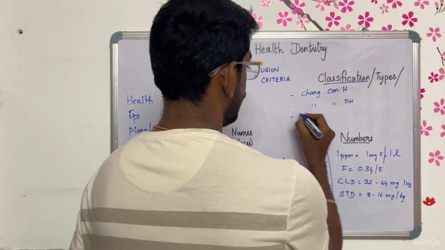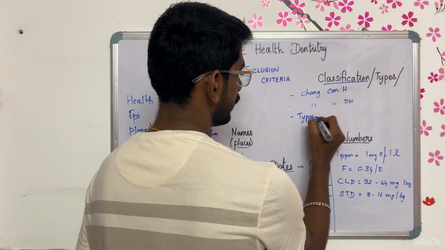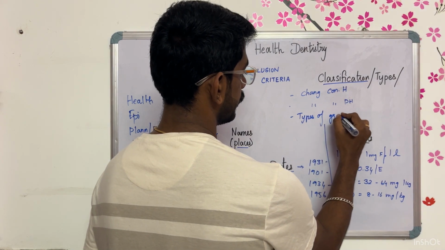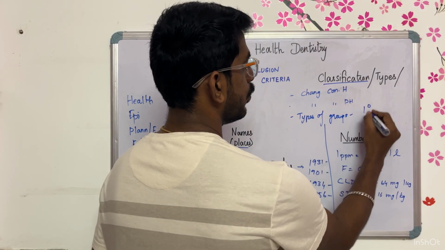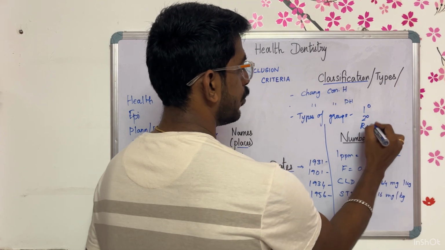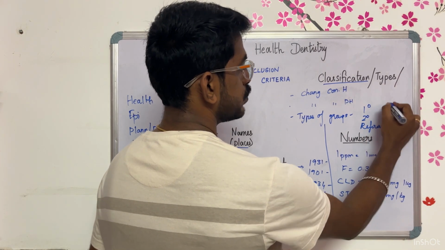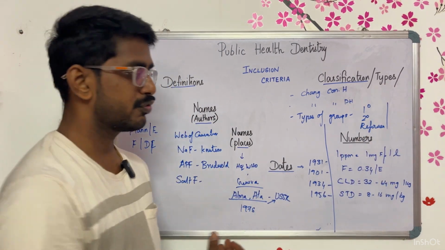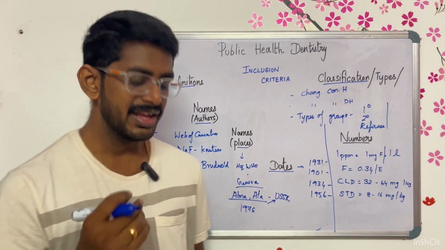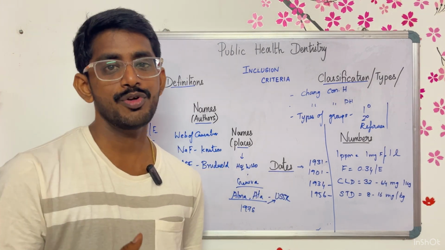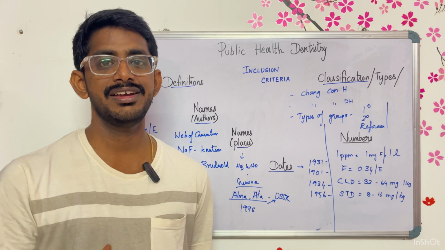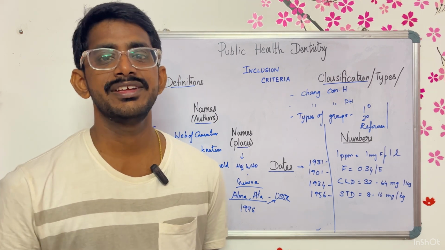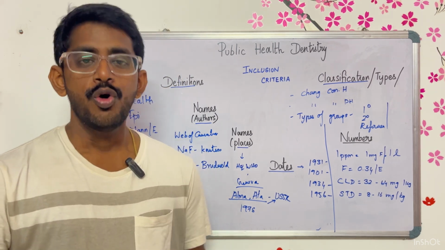Next is types of groups: primary group, secondary group, reference group, etc. There is another classification of group, that is formal group and informal group. Next, classification of epidemiological studies: observational study and experimental studies. So hope you got it.